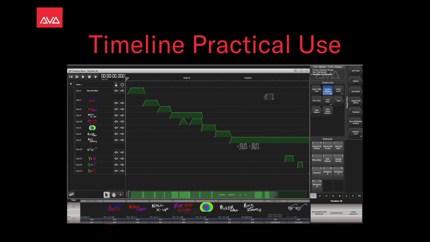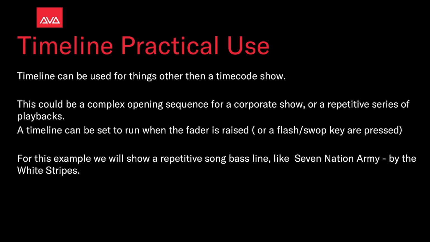In this video, we're talking about a practical use for timeline. Timeline can be used for things other than a time-coded show. These could be a complex opening sequence for a corporate show or a repetitive series of playbacks. A timeline can be set to run when the fader is raised or a flash/swap key are pressed. For this example, we will show a repetitive song bass line like Seven Nation Army by the White Stripes.